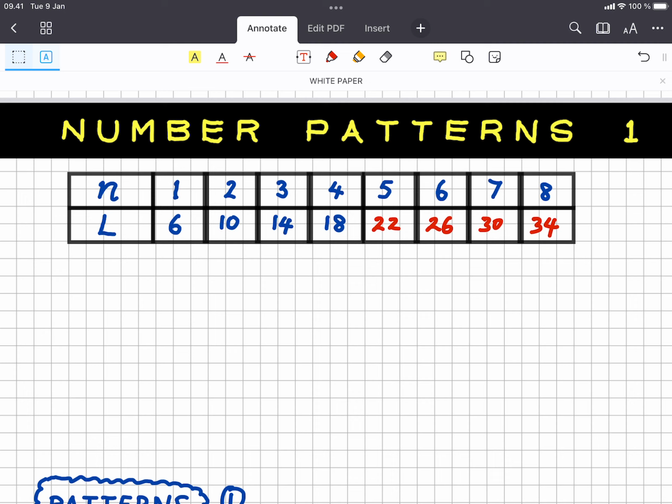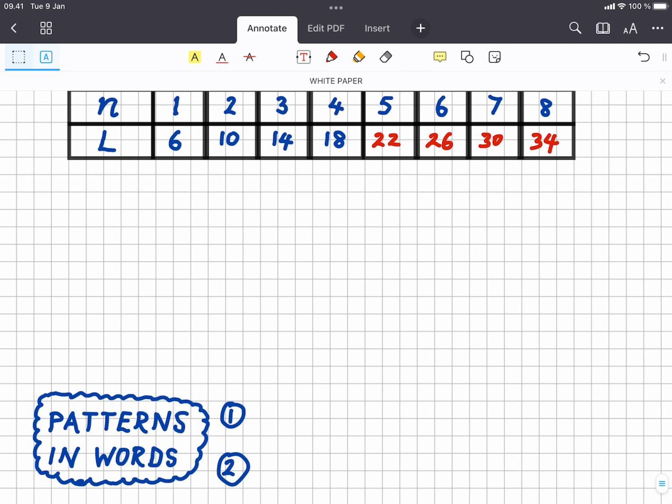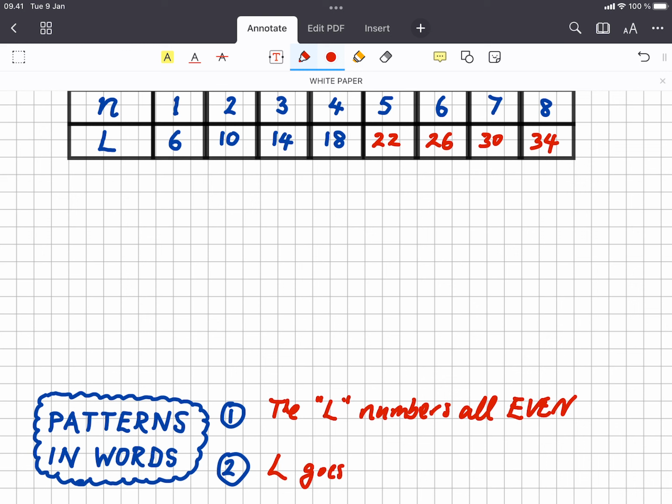So let's think about the next bit of the question, write down in words any patterns you see. That could be anything as simple as the L numbers are all even, and L goes up by 4 every time. So that's that bit of the question answered.